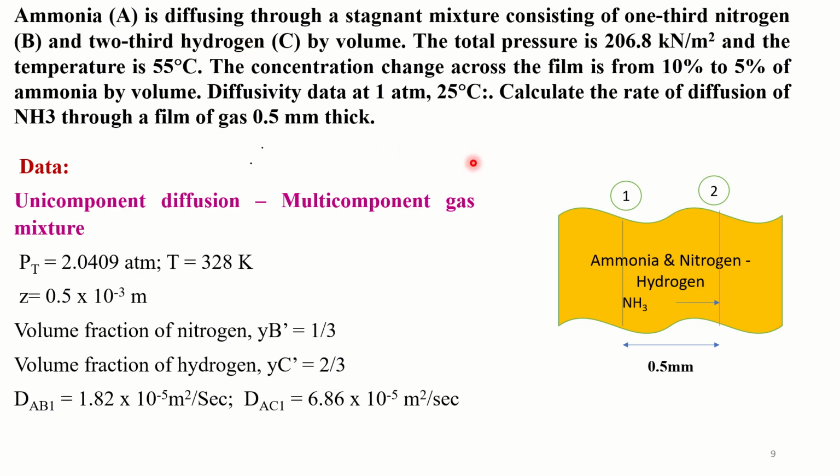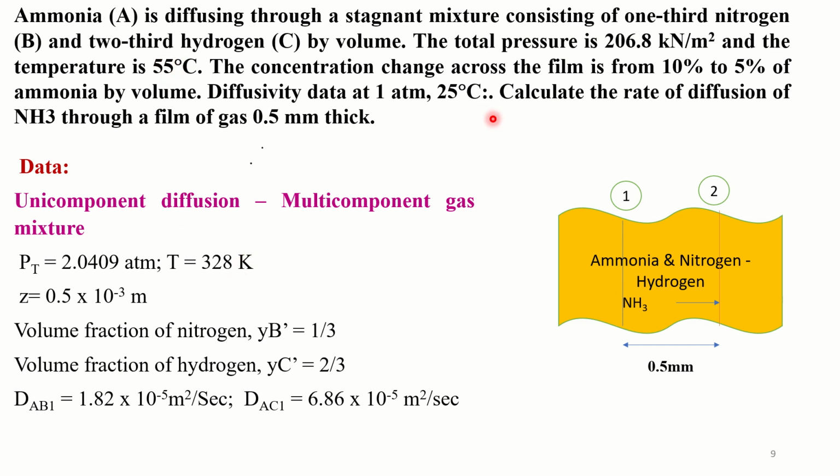Then the total pressure is given in kilonewton per meter square, so convert it into atmosphere. What is the conversion factor? 1 atmosphere is equal to 1.01325 into 10 power 5 Newton per meter square, or in terms of kilonewton per meter square, it is 101.325. Using that conversion factor, you get the total pressure in atmosphere. Then the temperature, 55 degrees Celsius, convert this into Kelvin.